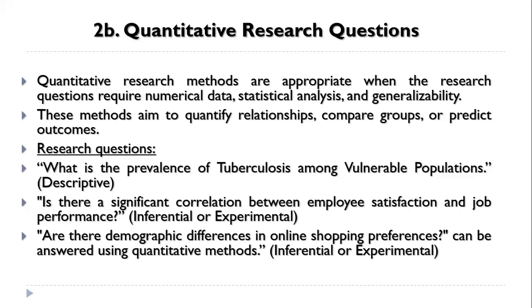If you're going to be moving further, because if you just ask what is the prevalence of tuberculosis, that is descriptive. You're just describing numbers, the percentage. So if you have 20 persons that have tuberculosis in a population of 100, that's 20%. That's descriptive. But if you want to go further to look at inferential or the association, then you can be asking questions like if there is a relationship between employee satisfaction and their job performance. So like I said, there are tools to measure employee satisfaction. There are validated tools.